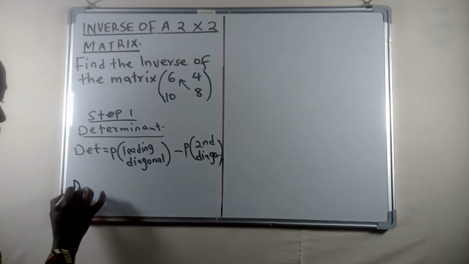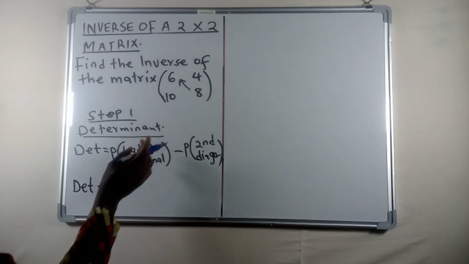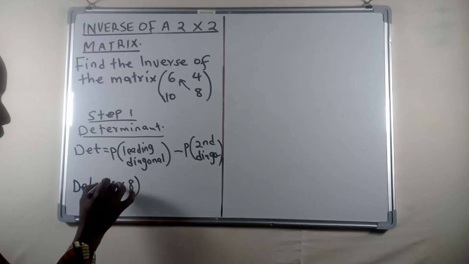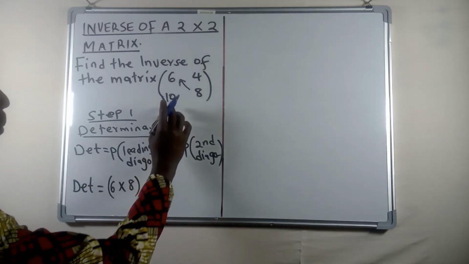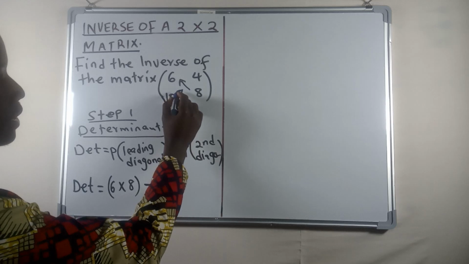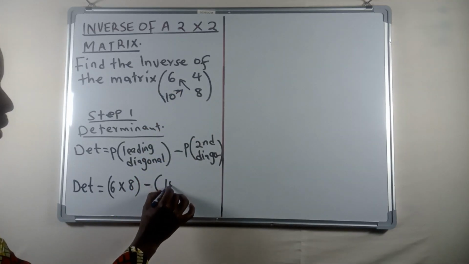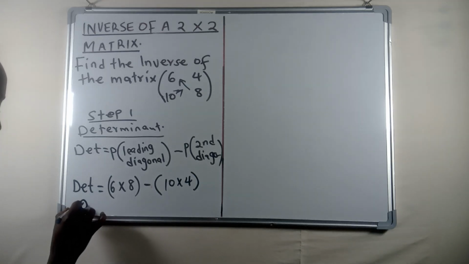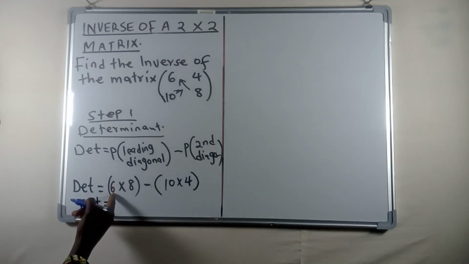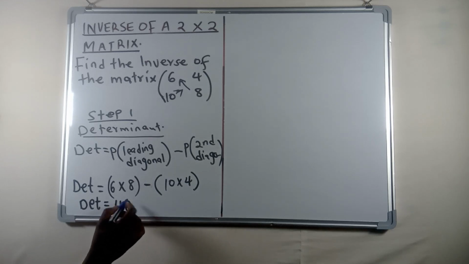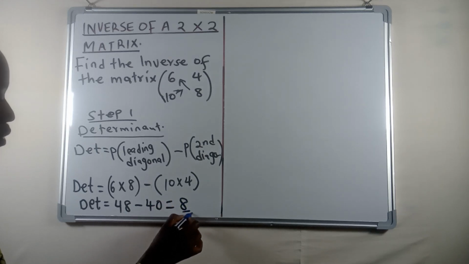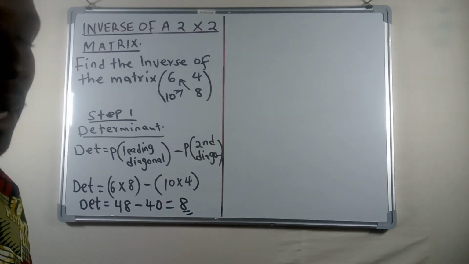So to determine the determinant, the product of the leading diagonal is 6 times 8. Then we subtract the product of the second diagonal, which is 10 times 4. And by doing that, we'll get our determinant. 6 times 8 is 48. Then 10 times 4 is 40. So it will be 48 minus 40, and our determinant will be equal to 8. That is our step number one.